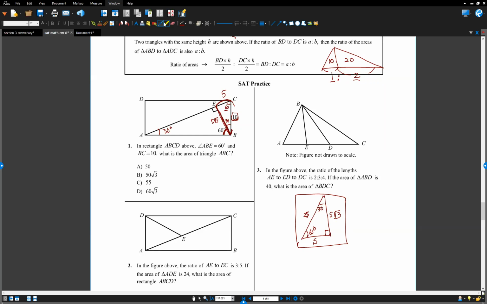Now this is another special right triangle. If this is 5 root 3, how much is this? Times root 3 again, right? This is twice the hypotenuse, 10 root 3. But this side is what? 5 root 3 times another root 3 is what? 15. That is the length of this side.